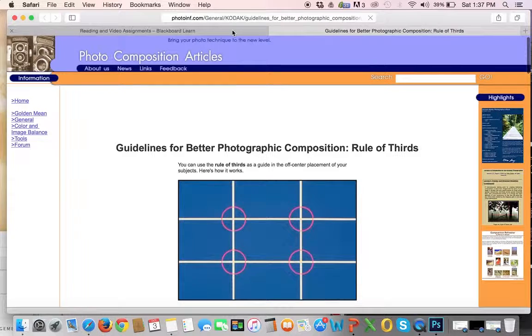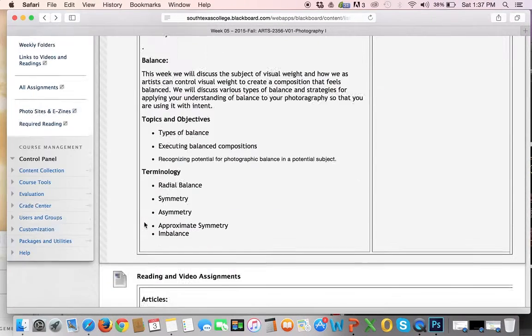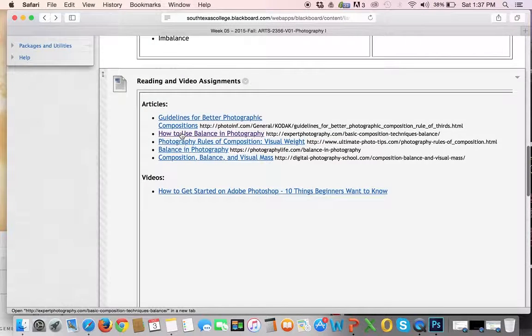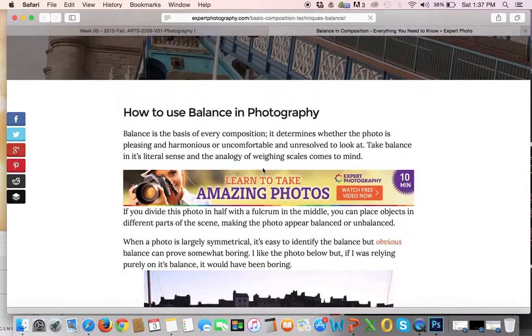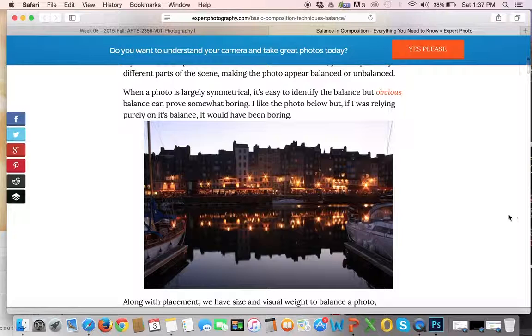You guys have to read all this, not just look at the pictures while I talk about them. That is not enough. I hope you know that. Let's see here. But I thought that these were all kind of excellent articles. So, how to use balance in photography. Let's take a look at this one. Okay, more just about balance.